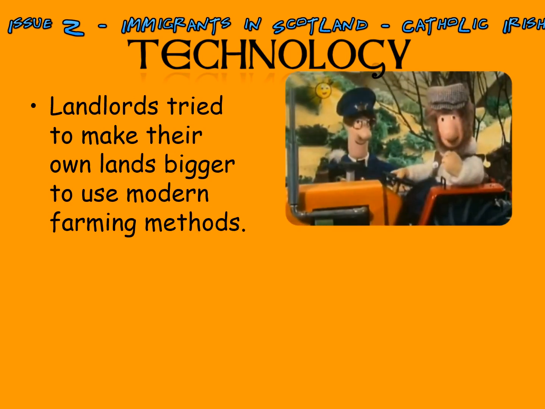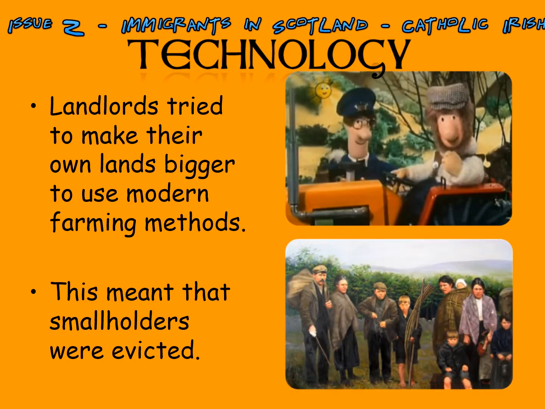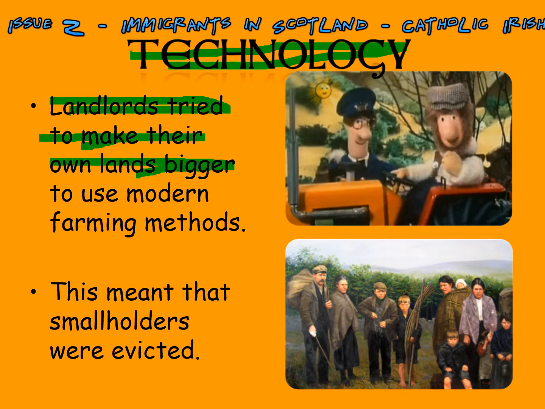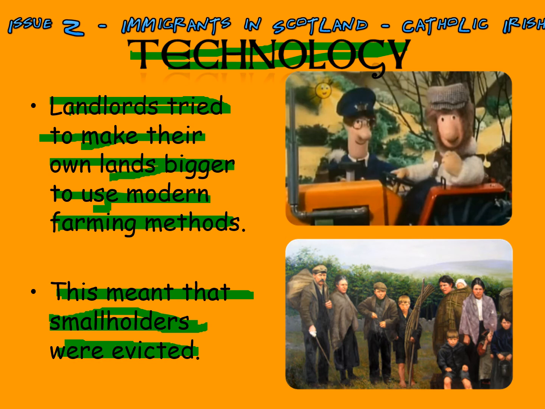In terms of the technology, you've got landlords trying to make their own lands bigger in order to use these more modern farming methods and techniques. This meant that any smallholders were evicted from the land because they were no longer needed, very similar to what had happened during the Highland clearances in Scotland. So this meant people would then leave Ireland and move someplace else.